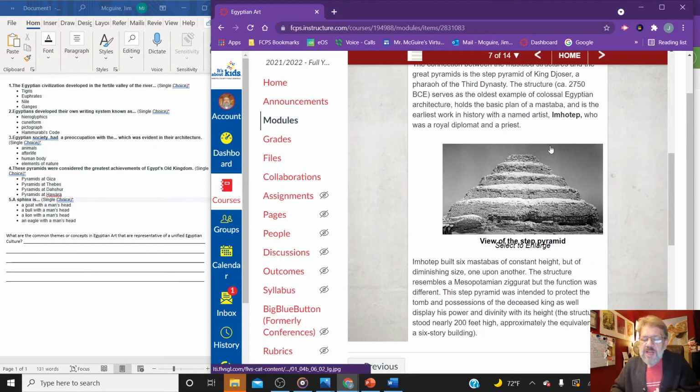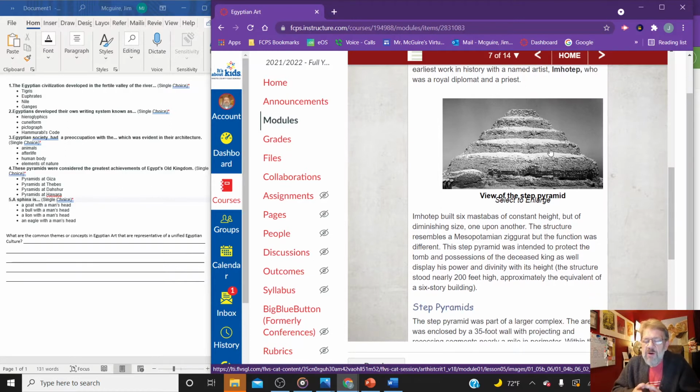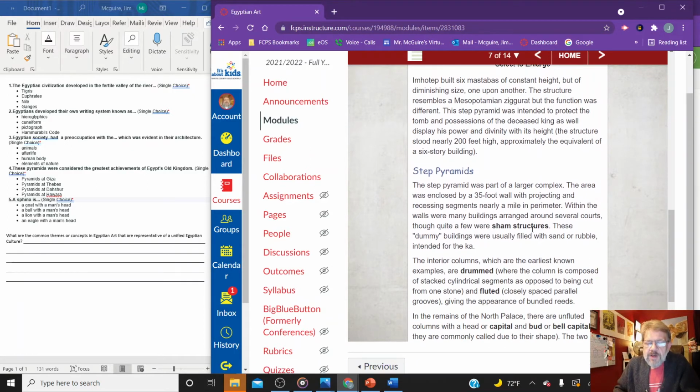He built 6 mastabas of constant height but of diminishing size, one upon the other. The construction resembles a Mesopotamian ziggurat, but the function was very different. This step pyramid was intended to protect the tomb and possessions of the deceased king, as well as display his power and divinity with its height. The structure stood nearly 200 feet tall, approximately the equivalent of a 6-story building.